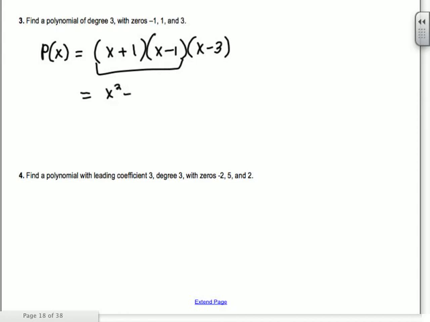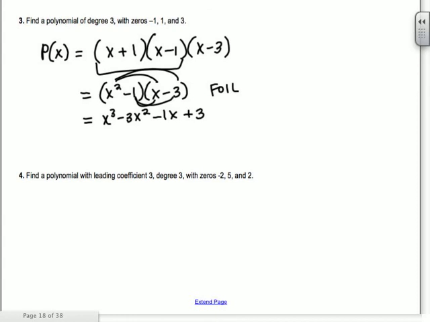All right, so when I multiply the first ones out, I get x squared minus 1. And now I multiply it by x minus 3. And I FOIL again. So I get x cubed is my first terms. My outer is negative 3x squared. My inner is negative 1x. My last is plus 3. That's your polynomial.